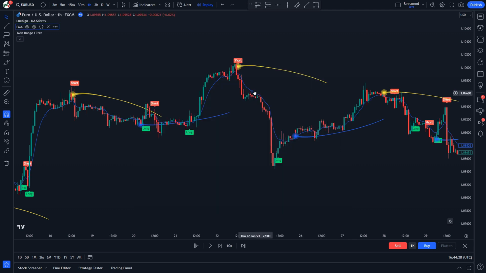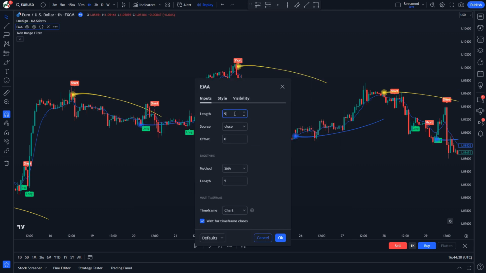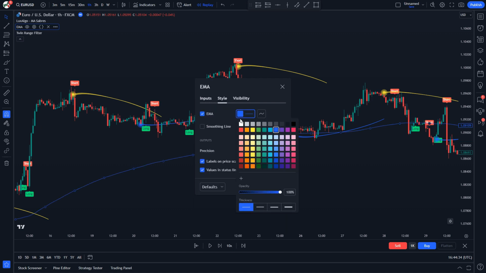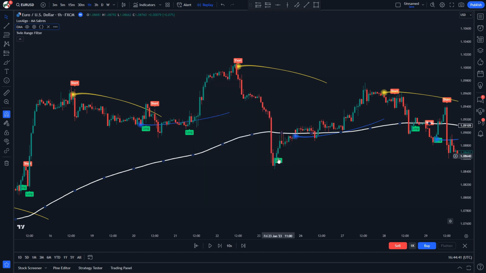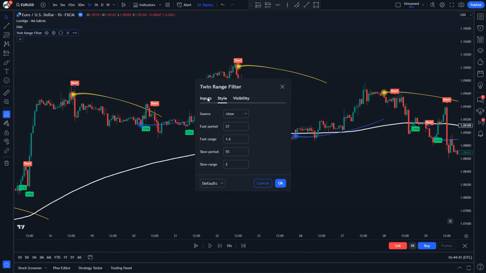Let's adjust the settings. Double-click on the EMA. On the Inputs tab, change the length to 200. On the Style tab, change the EMA color to white and increase its thickness for better visibility. For the Twin Range Filter, we'll leave all the settings at their default values.